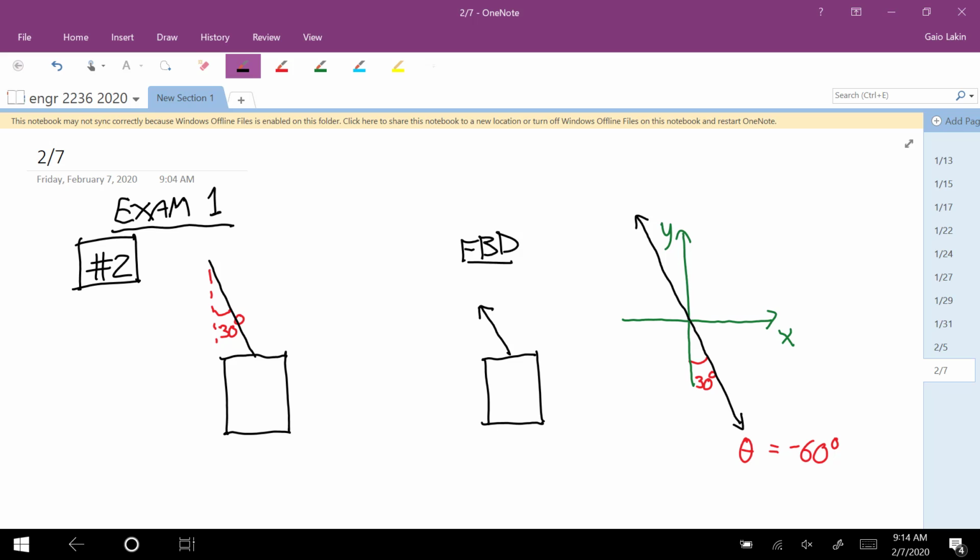And it's 180 either direction to get from this -60 to that one. So if you start out at the positive x-axis, clockwise 60 and you're here, counterclockwise 180 and you're there. -60 plus 180 is 120.